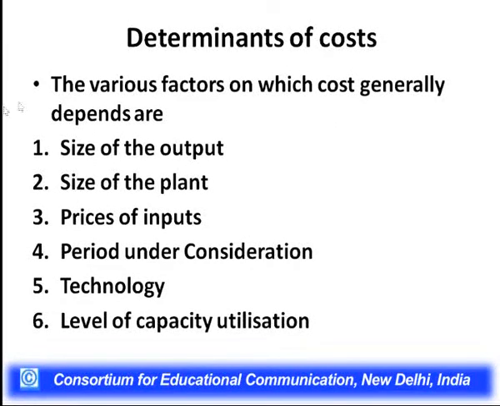Now what are the determinants of costs? The various factors on which the cost generally depends are: number 1, size of the output. Naturally if we increase the production, total cost also increases. Size of the plant also determines the cost of production. If we are using a large size of the plant, fixed cost is very high, but if the production goes on rising, per unit cost will go on declining because of the large size of the plant.